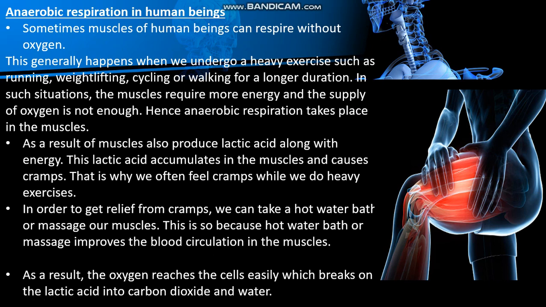What is anaerobic respiration in human beings? This generally happens when we undergo heavy, vigorous exercise like running, weightlifting, cycling, or walking for a long duration. In such situations, the muscles require more energy, and the supply of oxygen is not enough. Hence, anaerobic respiration takes place in the muscles, and lactic acid is released. This lactic acid accumulates in the muscles and causes cramps, that is, pain in the muscle. To get relief from muscle cramps, we take a hot water bath or massage our muscles.